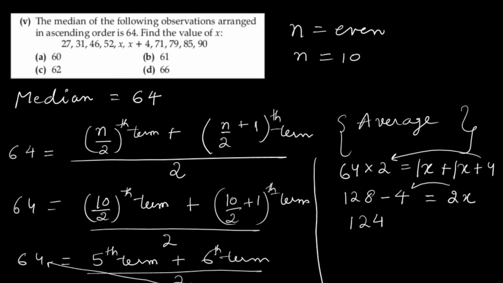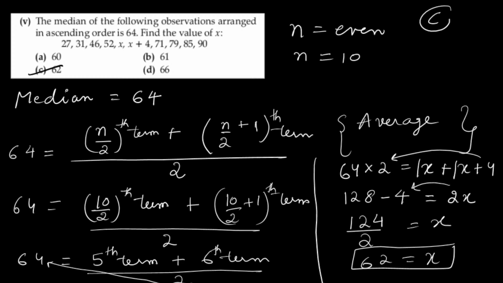Now when we shift this 2 to this side, it gets divided, so we get the answer as 62. So x is equal to 62. Option C.